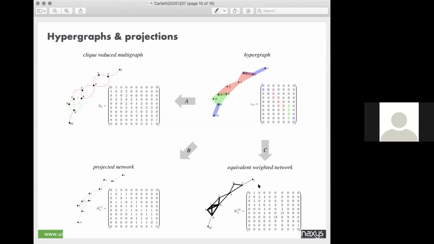On the projection C, you have a weighted network, and in the paper we show which are the good weights in such a way that the dynamics on the hypergraph, so the random walk dynamics, is exactly the same dynamics on the weighted network. And in this way, we can use all the machinery from network theory also in the hypergraph.